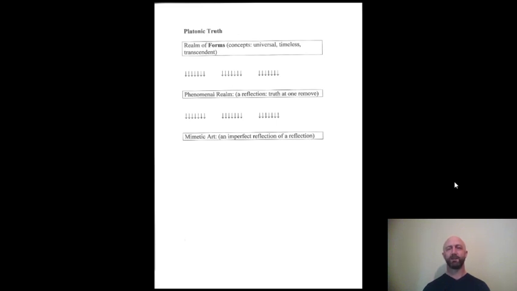You would be making a copy of a chair in our world, which is already an imperfect reflection. And so for the Greeks, as for the Italian Renaissance artists, the idea is to represent perfection rather than something that looks like something in our real world.